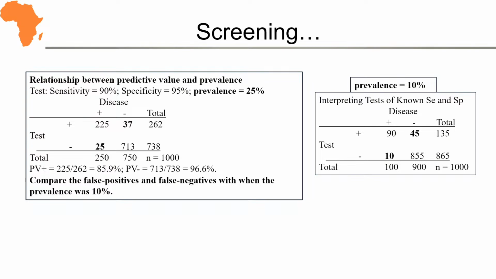Will the prevalence, the actual prevalence of the disease in the population, affect sensitivity? Any reason? Antibodies. Explain.